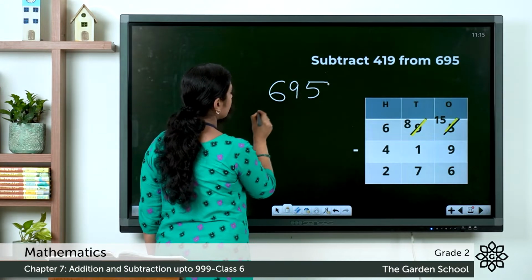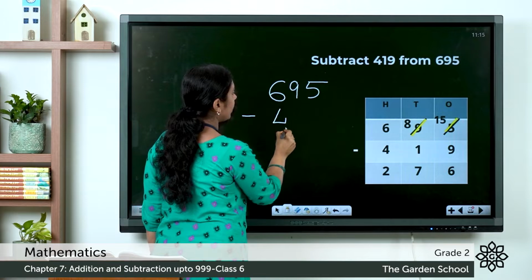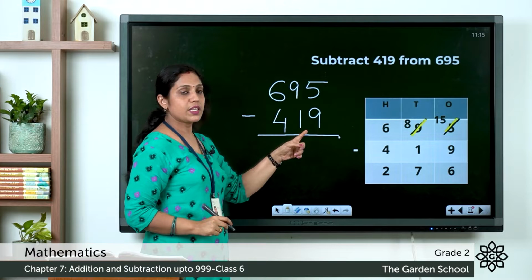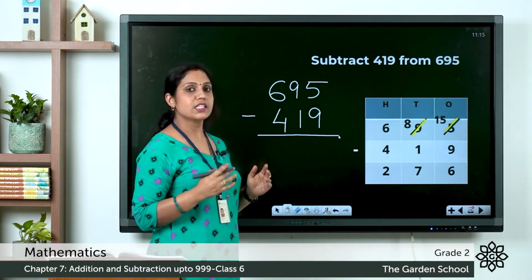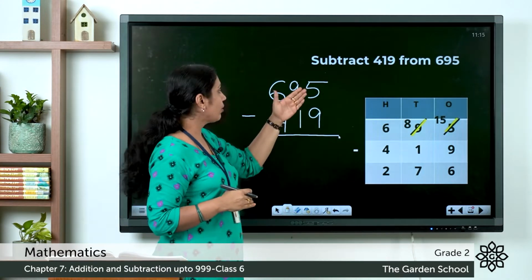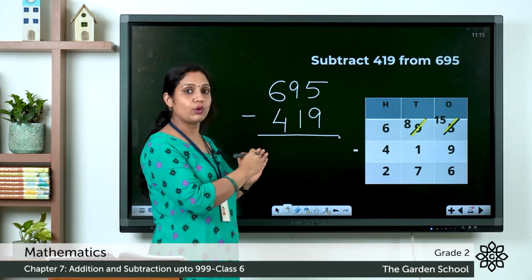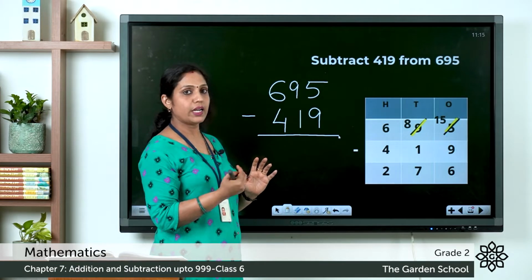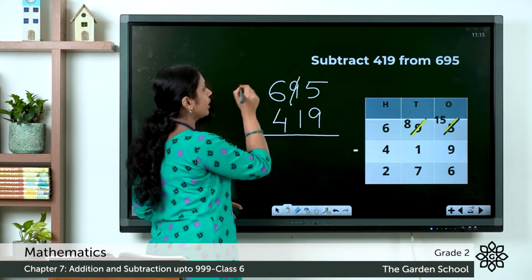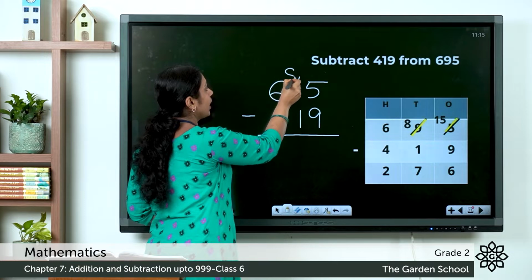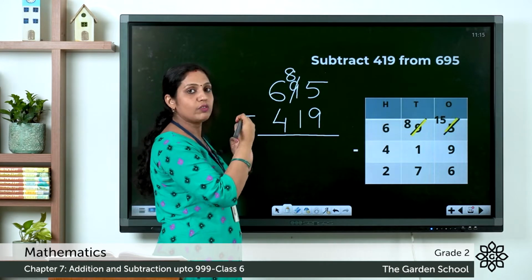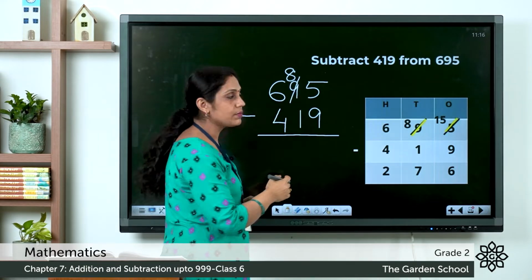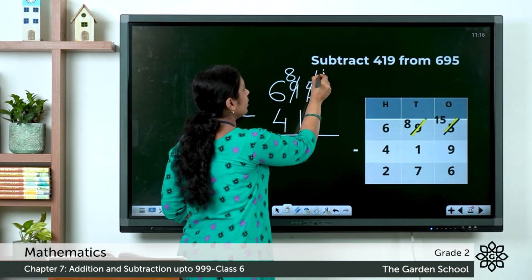695 minus 419. So let's look at the numbers in the ones place. We have 5 minus 9. Since we cannot subtract 9 from 5, what we have to do? We have to borrow from the tens place. In the tens place, we have 9. So we'll take 1 from 9. So we'll borrow, we'll cut this 9 and before 9 we have 8 and that 1 which we get from the 9 we are taking it to the ones place. Now 5 becomes 15. You can write here 15.